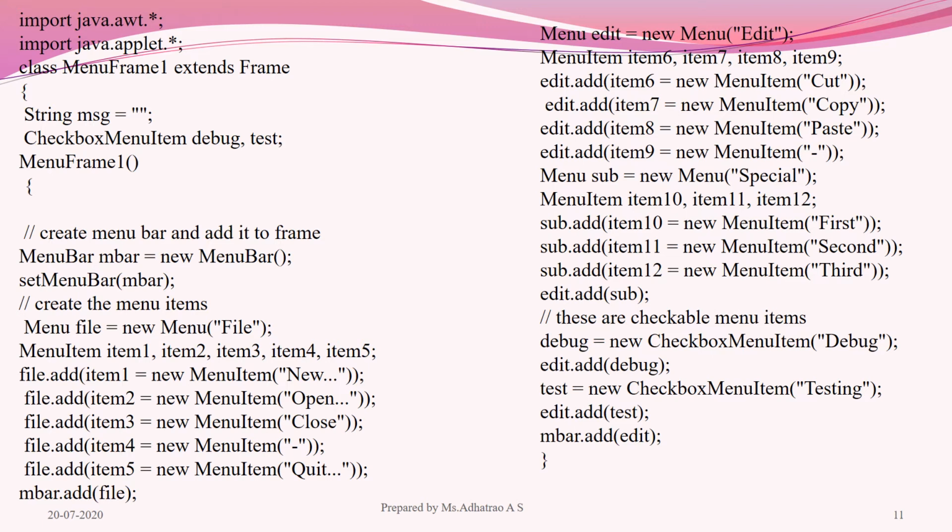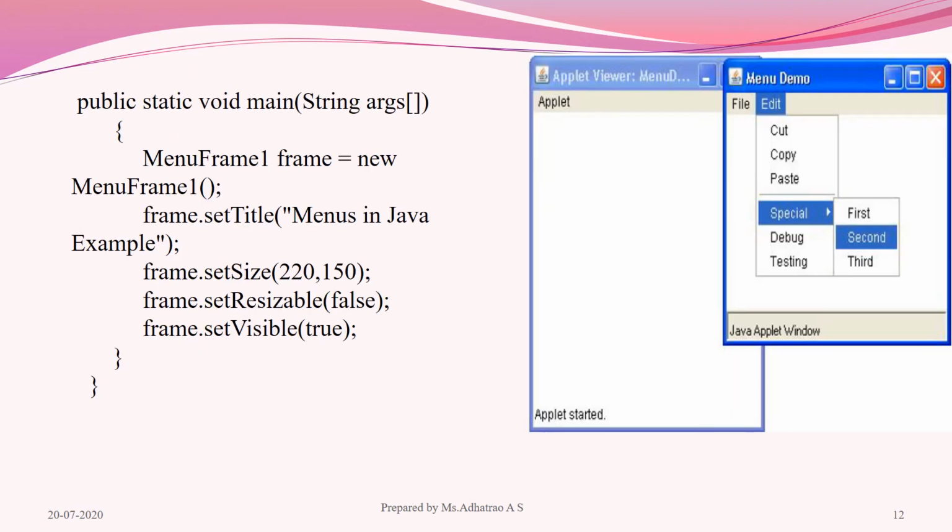The checkable menu item is also going to be added to my menu. Edit.add, Debug, Test, a new CheckboxMenuItem, edit.add Test, and this menu is added to my menu bar object. When I run this program, the output is as follows. See here: Edit, Cut, Copy, Paste, Special, Debug. So we can create a menu and menu bar.